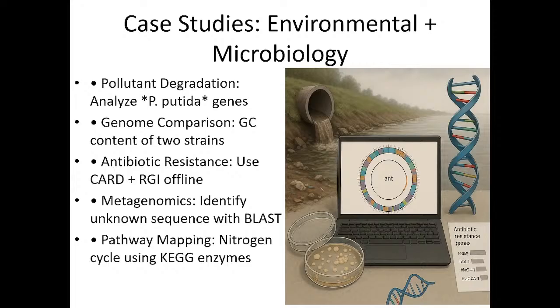And we have different types of case studies that you can do, whether you are in environmental science or in microbiology. If you are in environmental science, you make use of pollutant degradation. What you do is that for the microorganism of your interest, you go and retrieve the sequences in form of the genes. By the time you retrieve the sequences, you compare the GC content. By now you should know what GC content means.